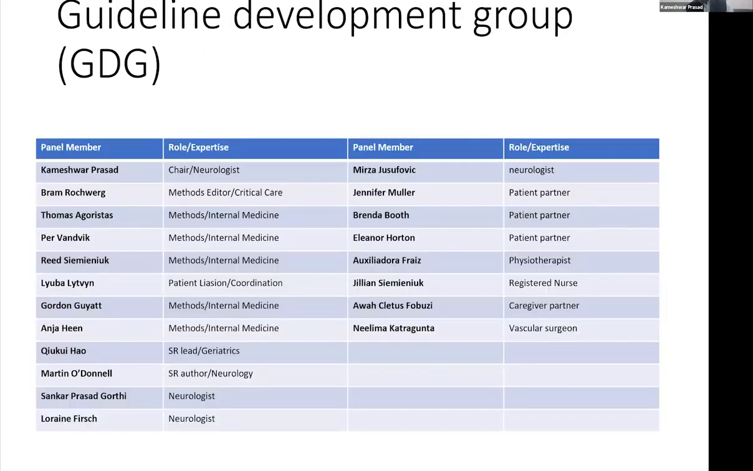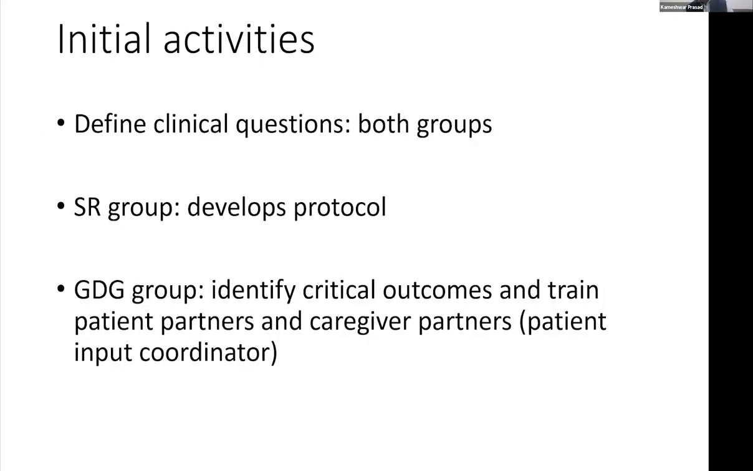So as you can see, the guideline development group has not only subject area experts like neurologists and internal medicine people, but also methodologists. But more importantly, patient partners, as you can see, 3 patient partners and some caregiver partners, nurse, physiotherapist, all are very important. So all those who are involved in care, and the patient's experience also shared by patient partners, is very important in the guideline development group.